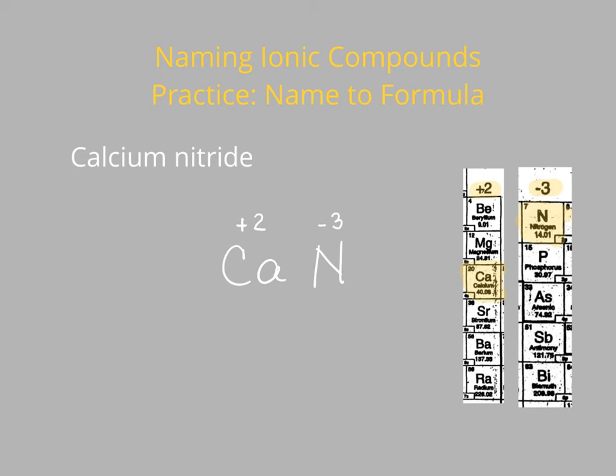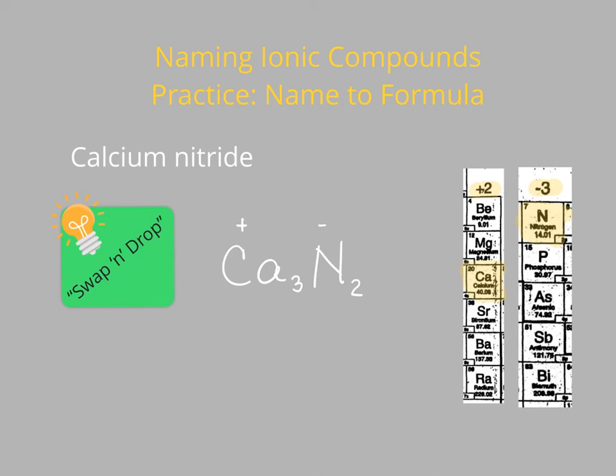The easiest way to do this and to be able to balance our charges, and by balancing our quantities of atoms, is to use something called the swap and drop method. So what we're going to do is take the +2 charge off of calcium, and bring that down and put it as a subscript on nitrogen so that we have 2 nitrogen atoms within this compound. And then we're going to take our -3, really just a 3 from above our nitrogen, and swap and drop and bring that down to become the subscript on calcium, so that we have 3 calcium atoms within this compound.